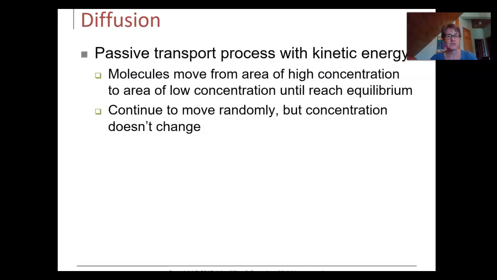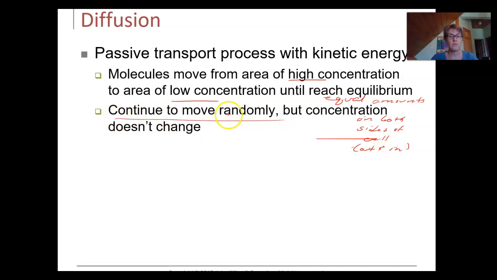Passive transport means that it moves from where there's more into where there's less until it's equal. Equilibrium means equal amounts on both sides of the cell, outside and inside, out and in. It will continue to move randomly.